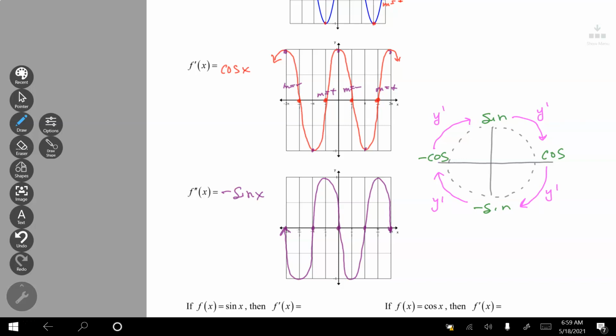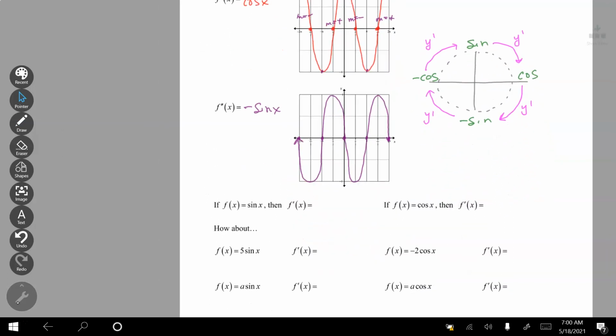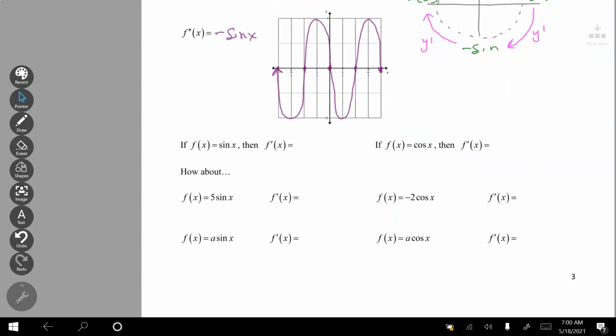Derivative of sine is cosine. Derivative of cosine is negative sine, and I just go around the circle. So, in summary, the derivative of sine of x is equal to cosine of x. The derivative of cosine of x is equal to negative sine of x. I can write this correctly.